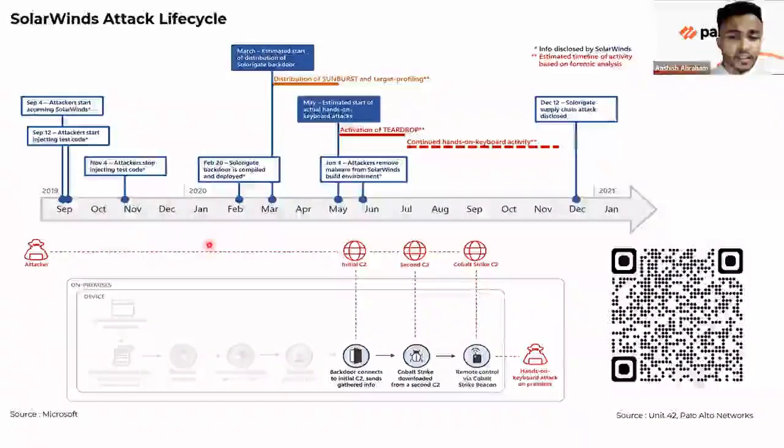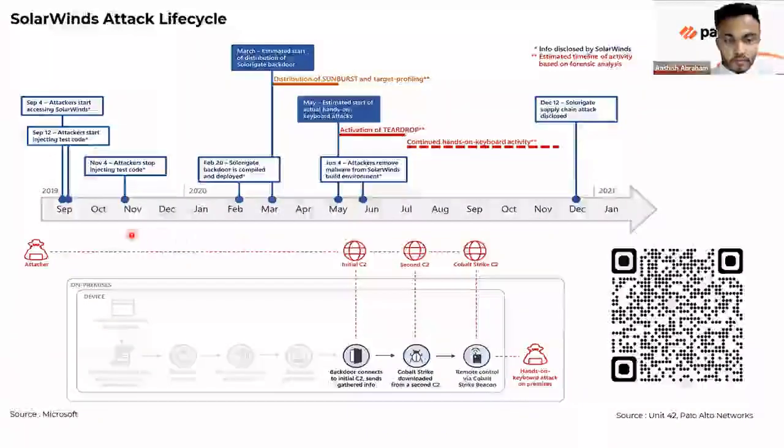Great. So this is a very good image provided by Microsoft. You can also look for it on Google and find it. To start with, the attack started in 2019. And when was it detected? It was detected in December, December of 2021. Sorry, December 2020. Sorry.